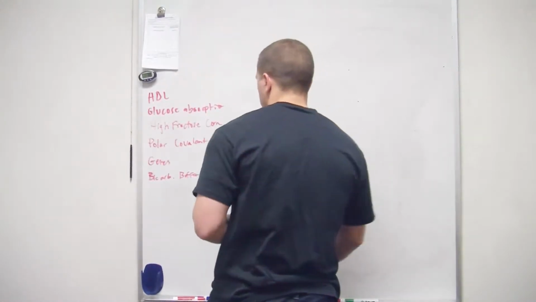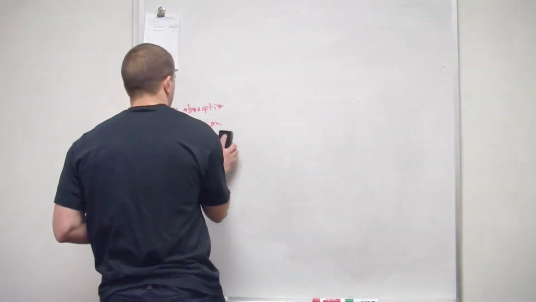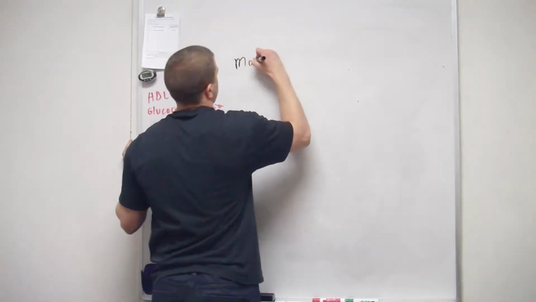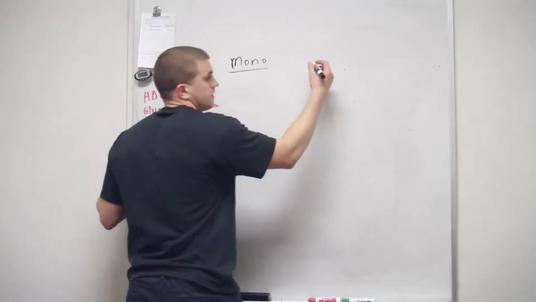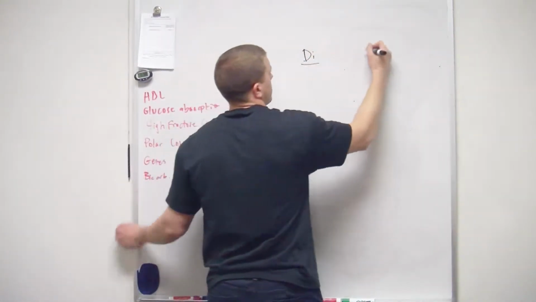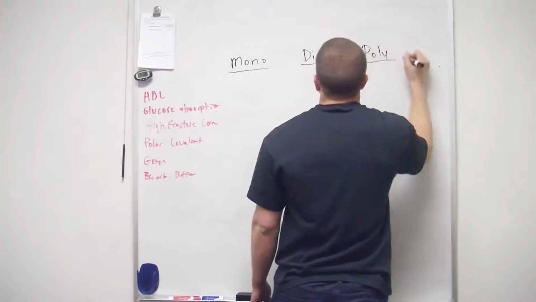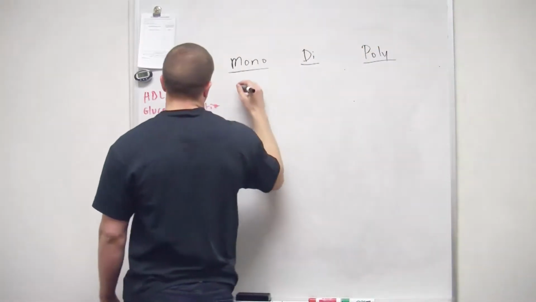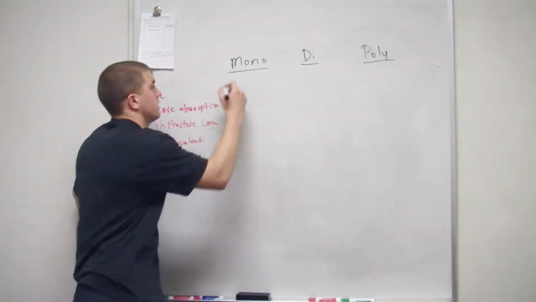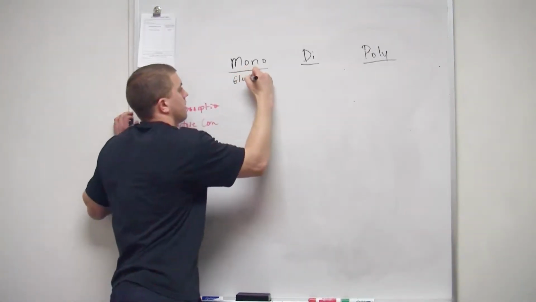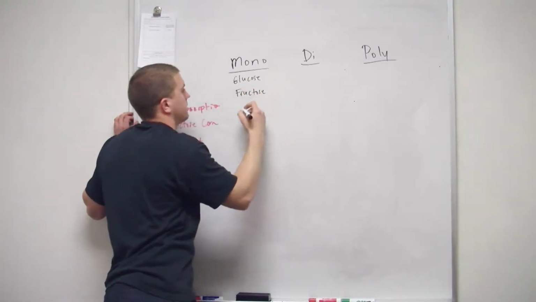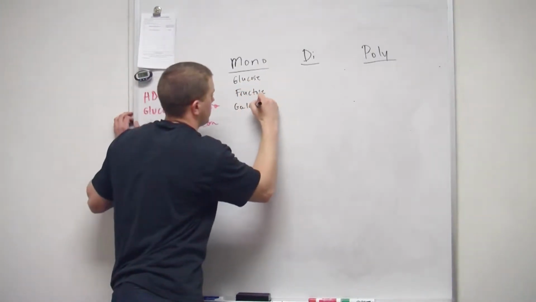Let's go over sugars real quick. So we have 3 types of sugars, right? Monosaccharides. What's the other one? Di and poly, right? So what are the 3 monosaccharides? Glucose, fructose, and galactose. So definitely know these. I'm sure some sort of question with these is going to be on the test.